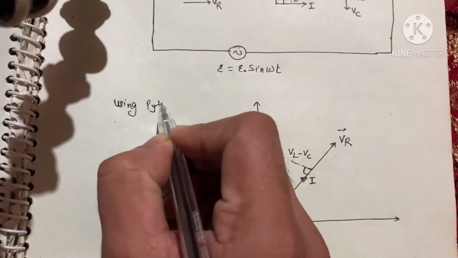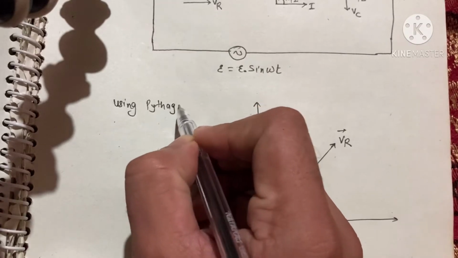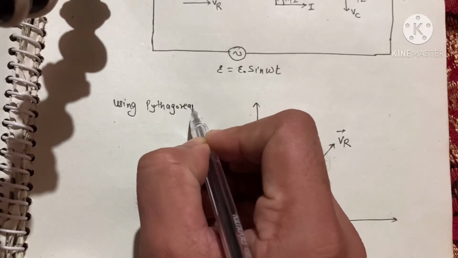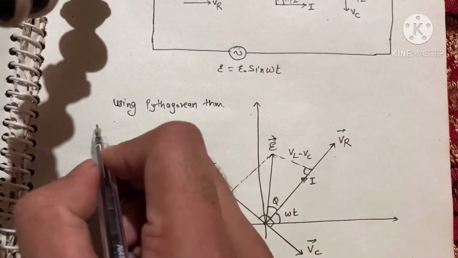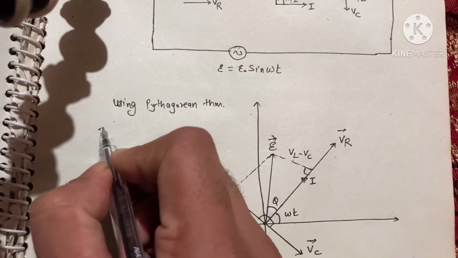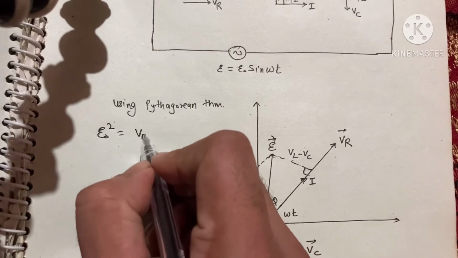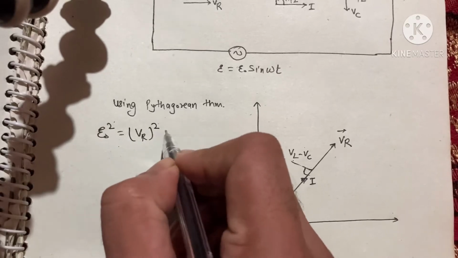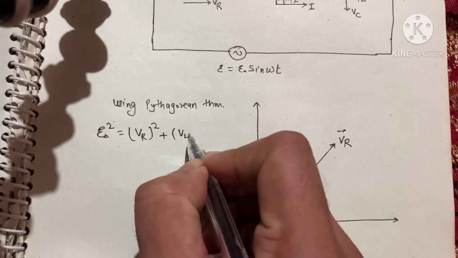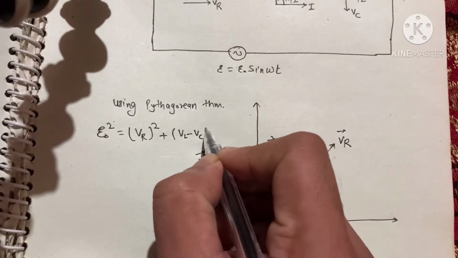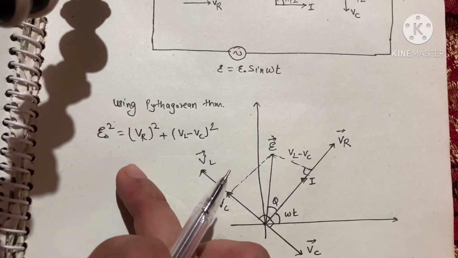Using the Pythagorean theorem, what you will get is that the peak value of EMF squared is equal to the voltage across the resistor squared plus the voltage across the inductor minus the voltage across the capacitor, the whole squared. This is what you will get by using Pythagoras in this triangle.